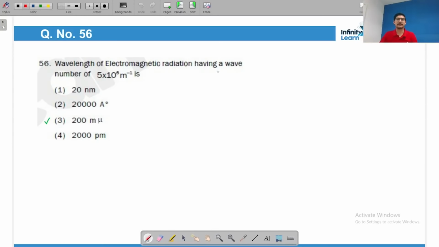Wavelength of electromagnetic radiation having wave number is reciprocal of wavelength, guys. Okay, so wavelength will be 1 upon wave number, right? So this will be a correct answer because it is millimicron, which is basically 10 raised to minus 9 meter, that is nanometer, right?